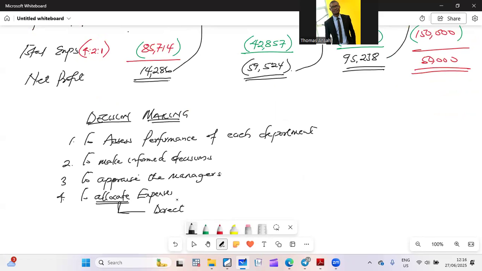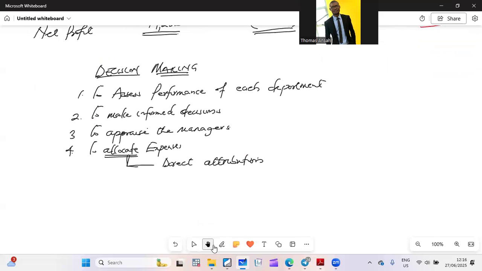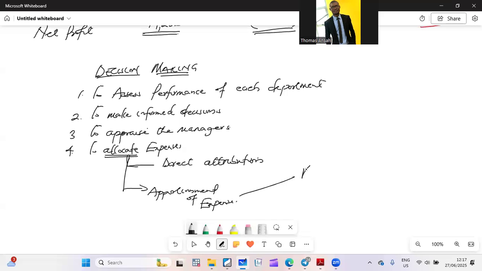All right. So if the thing is 10,000, you give it solely to one department. You don't share it. It's to allocate. So direct attribution. But it also helped you to know today that you can apportion expenses. For the apportionment of expenses, you use a ratio. All right. So the ratio that you used is what we call the basis for apportionment.